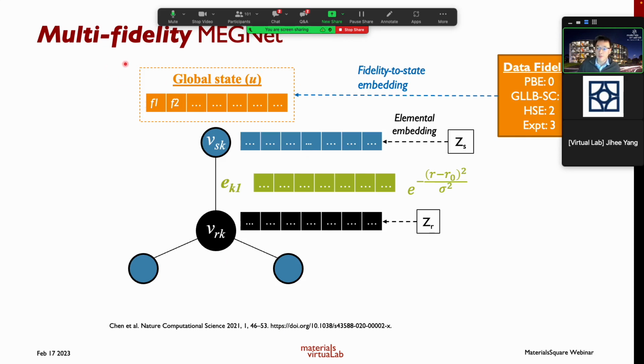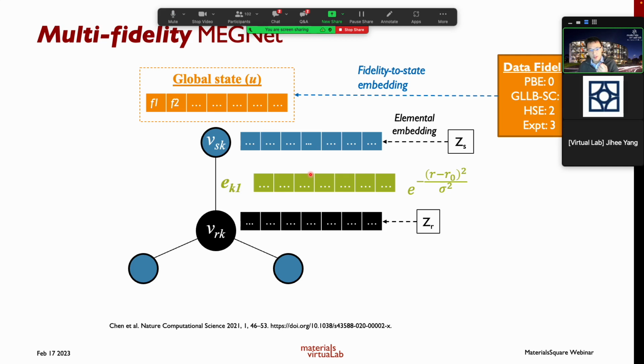So the kind of model that we came up with is what is called multi-fidelity MEGNet models, okay? What we do is label each of the data with the corresponding fidelity information. For example, if it is PBE, we assign a value of 0. If it is HSE, we assign a value of 2. If it is experimental, we assign a value of 3. And we embed that data fidelity information into the global state vector, okay? That fidelity embedding is actually learned by the model itself. Other than that, the rest of the MEGNet model remains exactly the same as before, okay?